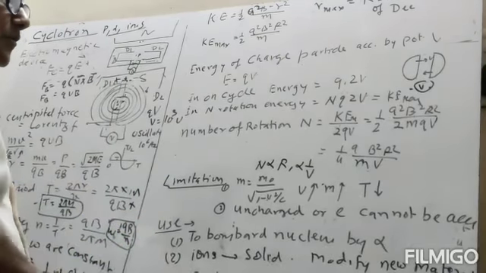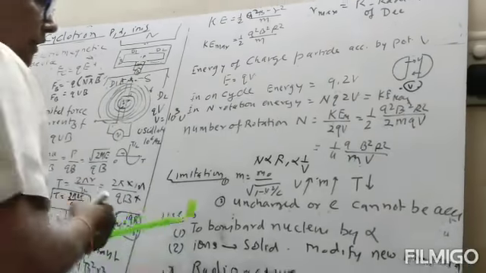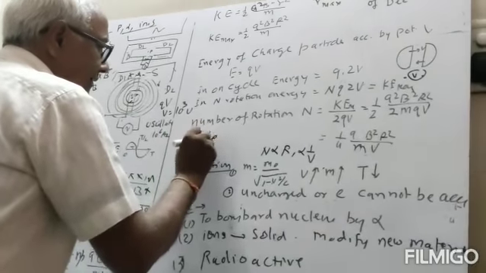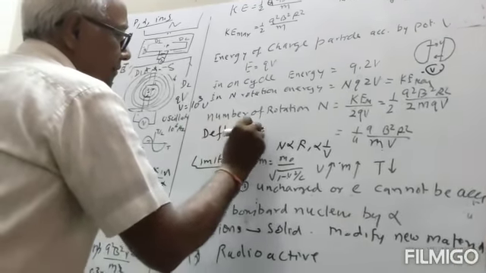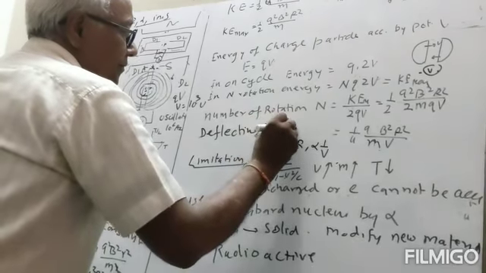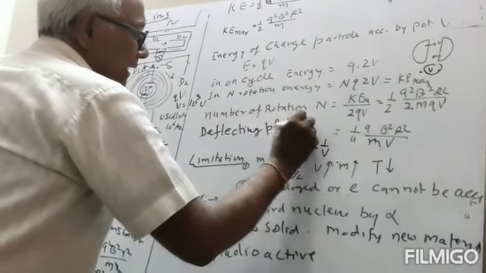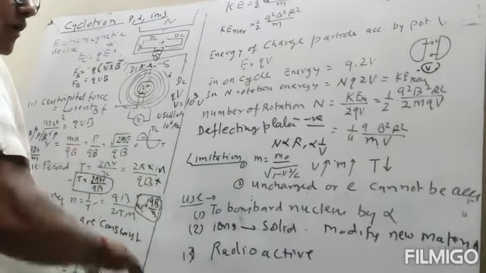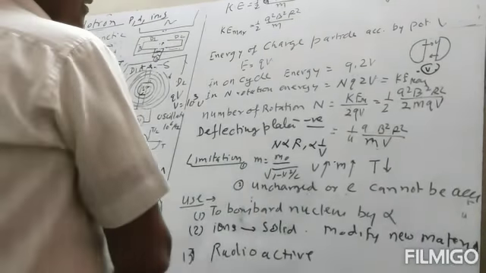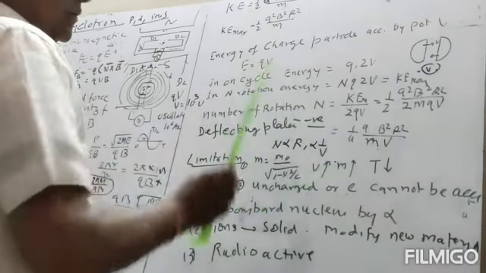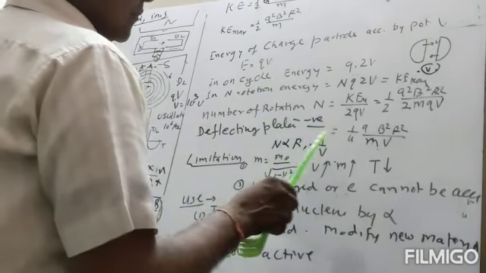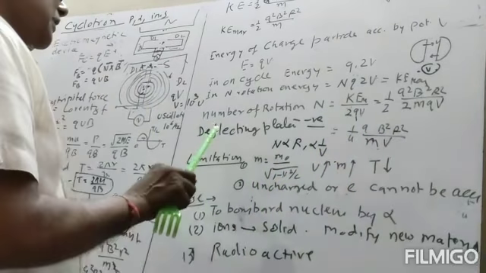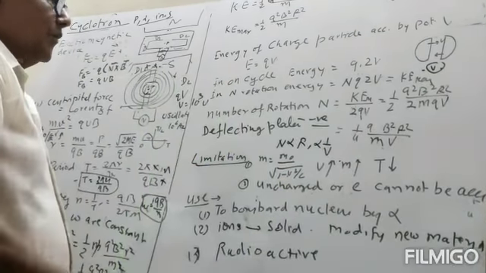So to get the particle outside, we use the deflecting plate. The deflecting plate will be negatively charged, so it will attract the positive proton and the proton is out. And the energy of the proton will be this maximum, and the number of turns will be this much. So this is all the mathematical portion of this.